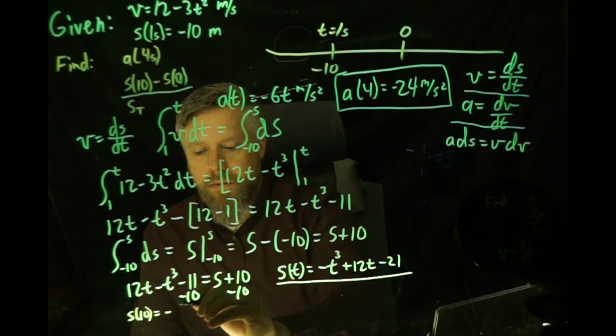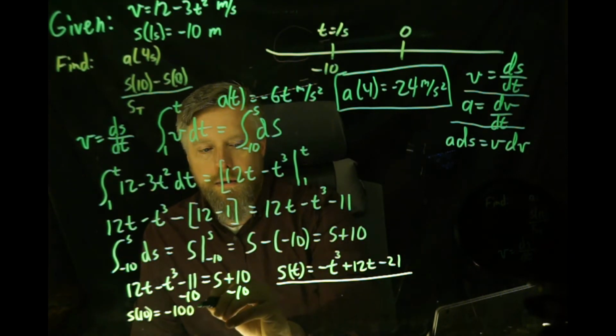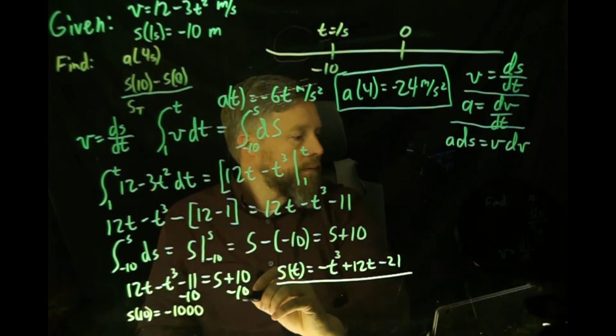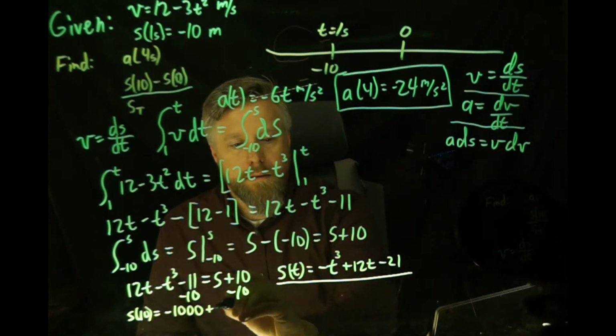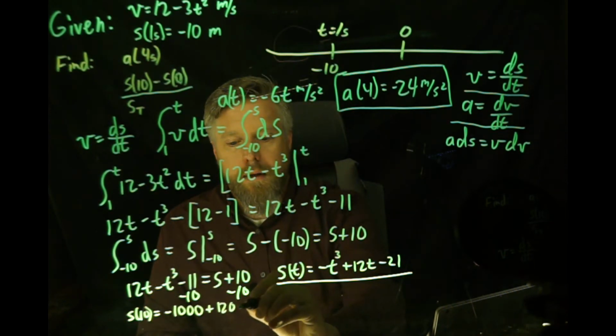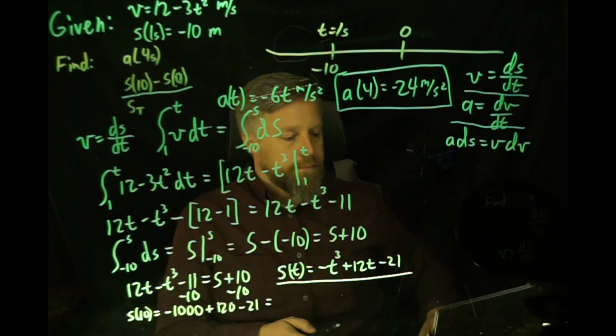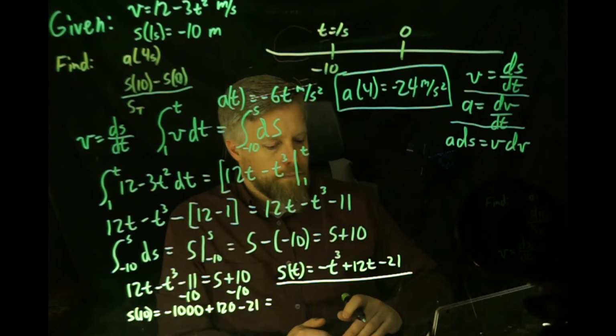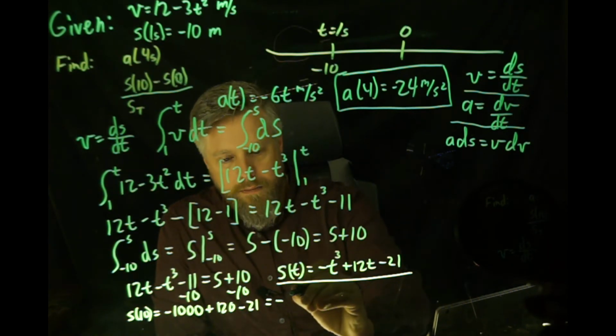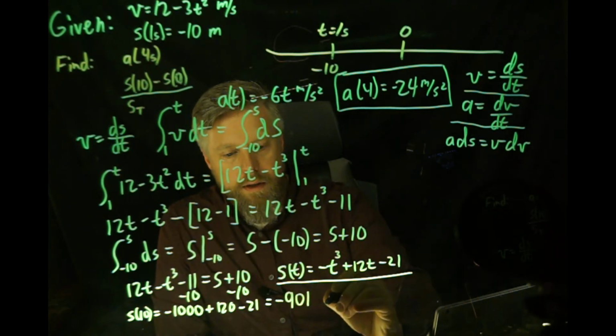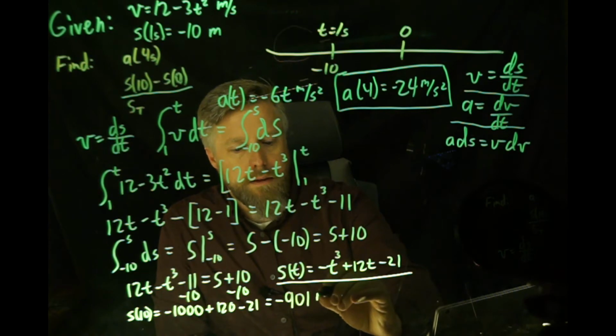10 cubed would be 3 zeros. Negative 1,000 plus 120 minus 21. That's equal to negative 901, and that's in meters.